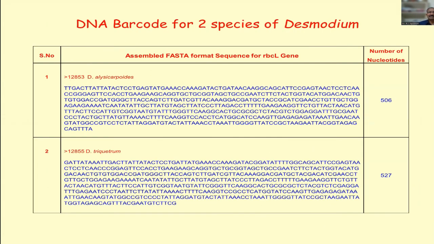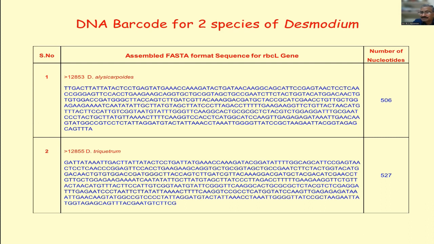Suppose here are two barcode nucleotide sequences for two species of Desmodium. One is Desmodium heterocarpon, the first one, and the second barcode sequence is of Desmodium triquetrum. These two are sequences of one PhD student. See here, when you look at both barcodes, you don't get any idea, all are looking like TTT, GGG, C, etc. But the first one has 506 nucleotides, and the second has 527 nucleotides.